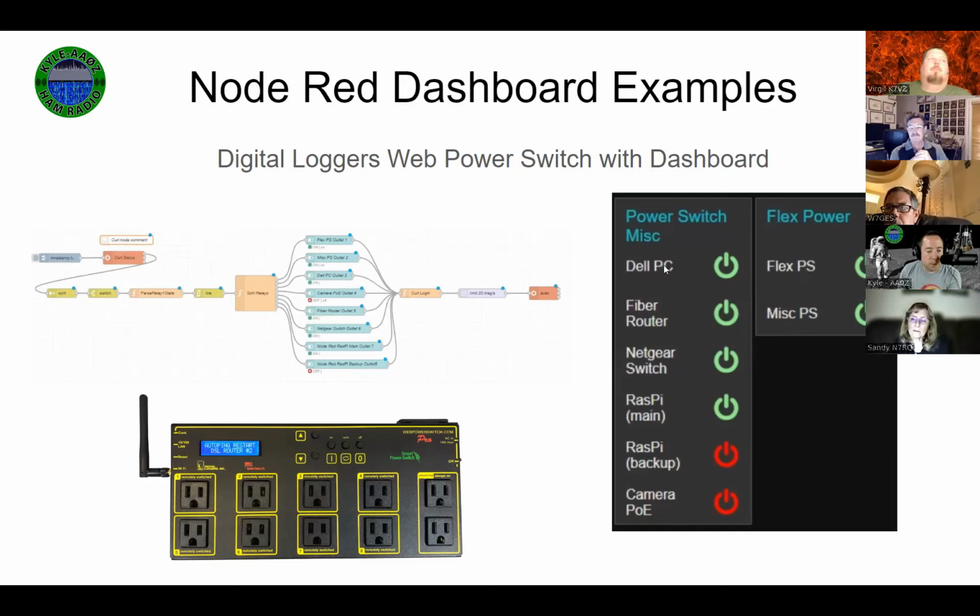So port 1 might be your Dell PC, your port 2 might be your fiber router, a Netgear switch, a Raspberry Pi, a backup, a camera that is connected PoE, and then maybe the Flex power supply and a miscellaneous power supply. So these are all, you click on these and they turn red or green based on if they're on or off.